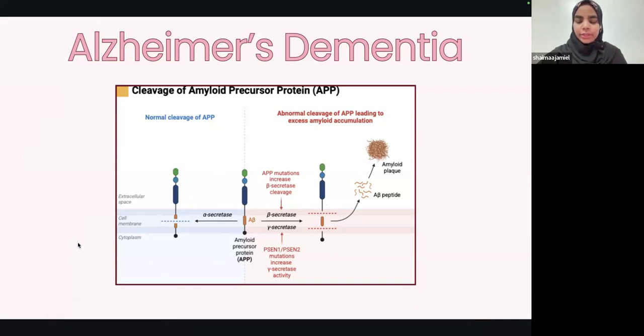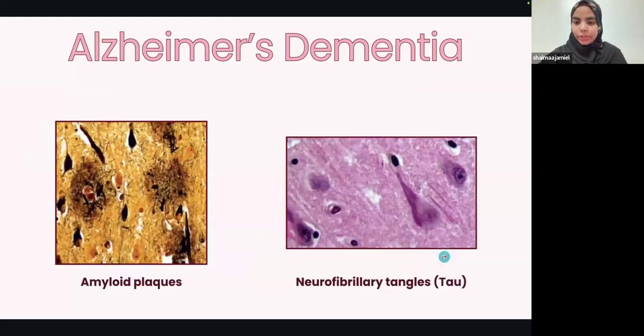Under the microscope, what can you see? Plaques and tangles. So the plaques are amyloid plaques, and the neurofibrillary tangles are made up of what? Tau. Perfect. So hyperphosphorylated tau. So these are the amyloid plaques, and then you can see the fibrils in here, the tangles. Okay.